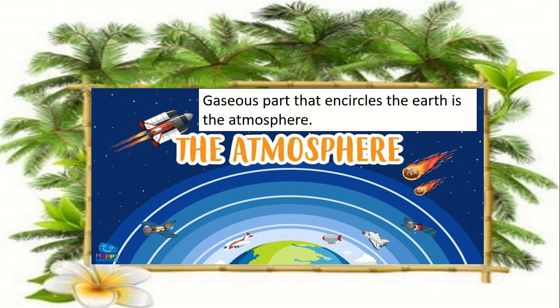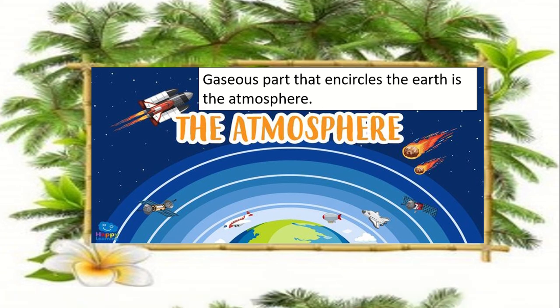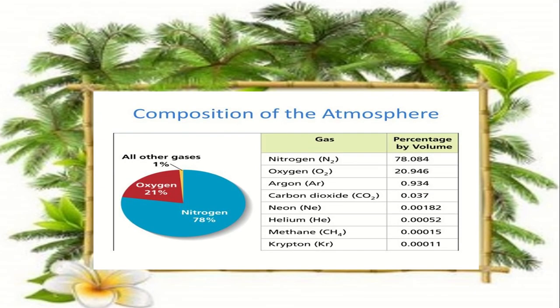Okay, and you know that atmosphere is mainly composed of nitrogen and oxygen, and there are different types of layers in the atmosphere. So now we will know the composition of the atmosphere. Basically, this atmosphere is composed of nitrogen and oxygen. The percentage of nitrogen is 78%, and oxygen is 20.946, that is 21%. The percentage of argon is 0.934 and carbon dioxide 0.037, and sometimes you may see 0.04.